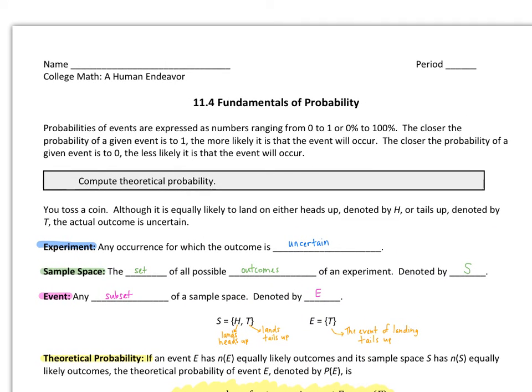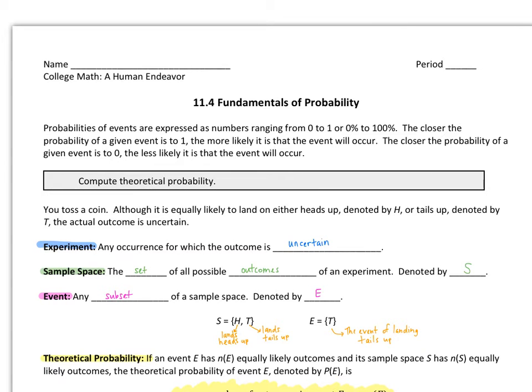Probabilities of events are expressed as numbers ranging from 0 to 1 or as percentages, 0% to 100%. The closer the probability of a given event is to 1, the more likely it is to occur. The closer the probability of a given event is to 0, the less likely it will occur. So now we're going to look at theoretical probability and talk about how we compute that.